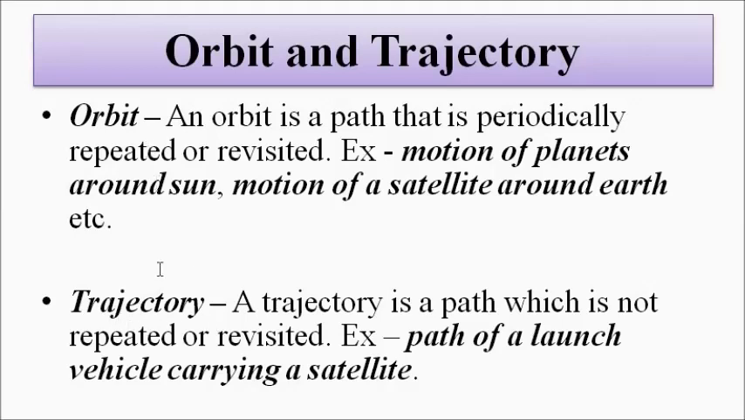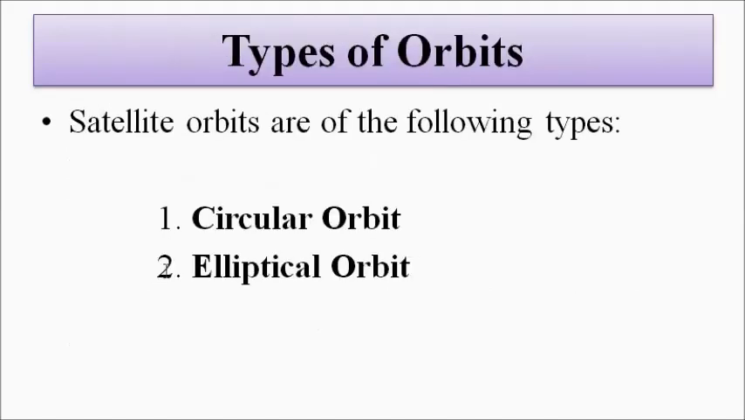So both orbit and trajectory, they are paths. But orbit is a path which is repeated again. Trajectory is only traveled once. So this is the path of a launch vehicle carrying a satellite. That is an example of trajectory, because that launch vehicle will never again follow the same path backwards. Okay, so orbits are of two types mainly.